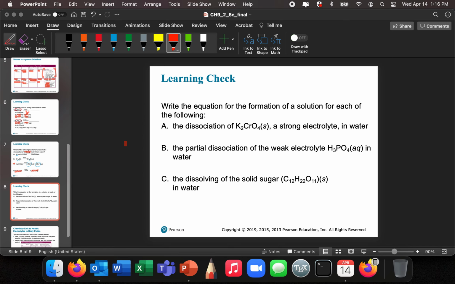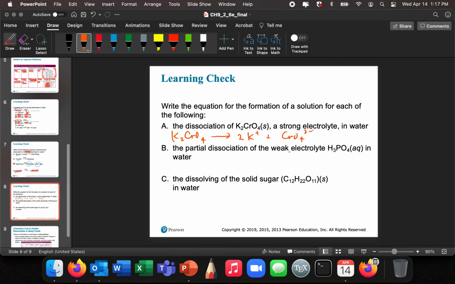Write the equation for the formation of a solution for each of the following. Pause the video, write the equations, make a guess, and come back and check your answer against mine. Okay, so first of all, potassium, I think this is chromate, right? Dissolves in water to give 2 potassium ions, right? Plus a chromate, 2 minus.